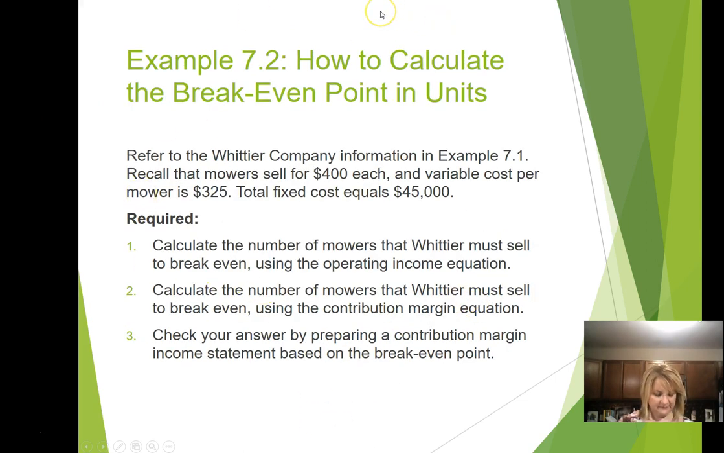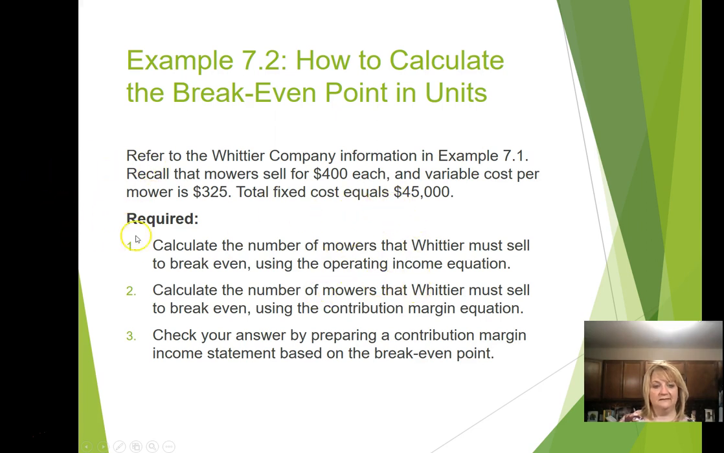So here's another example of how to calculate one of your problems. This is how to calculate the break-even point in units. This is again referring to Whittier Company with the information from the previous problem, in example 7.1. You recall that the mowers sold for $400 each, and variable costs were $325. Total fixed costs were $45,000.